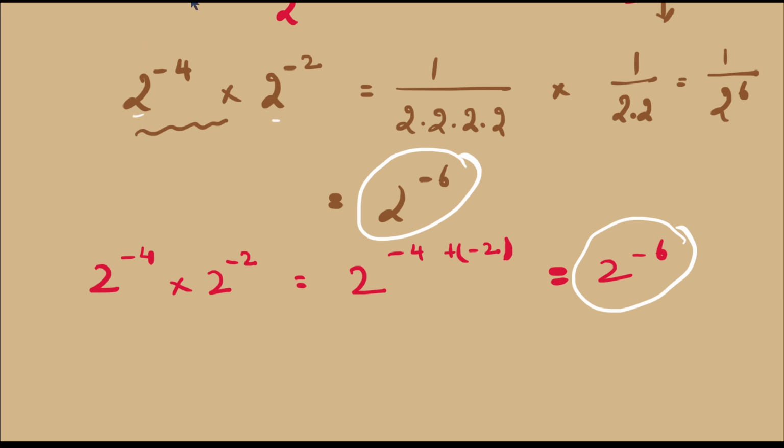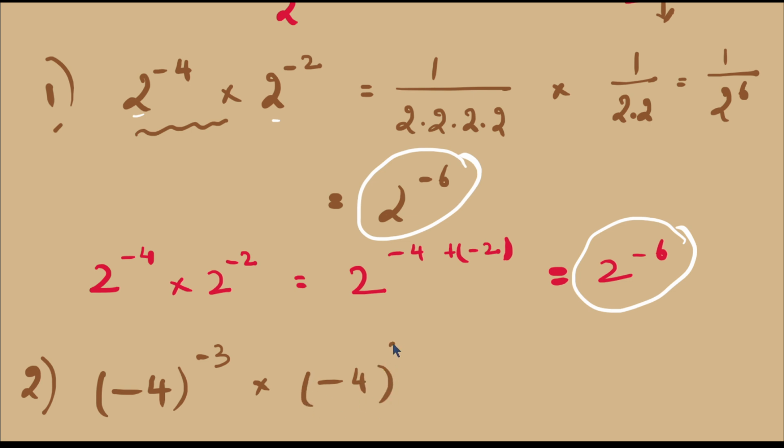So let the second example be, this was our first example, let the second example be a negative base, which is minus 4, and this time let one of the exponents be positive. So minus 4 raised to the power minus 3 into minus 4 raised to the power 2. So we have taken such an example that the base is negative, the base is common but it is negative, one exponent is negative and the other exponent is positive.